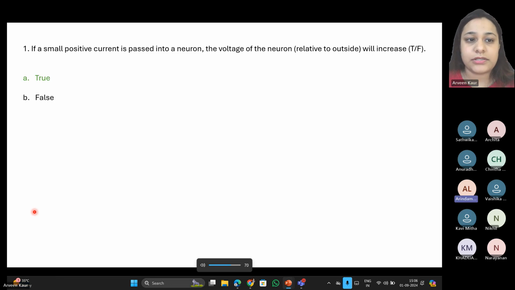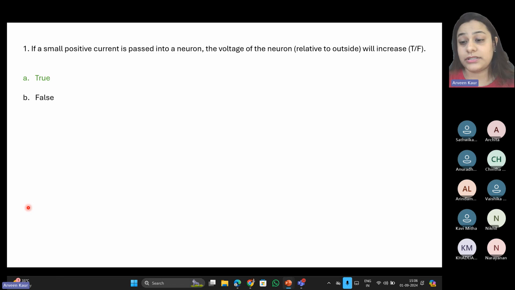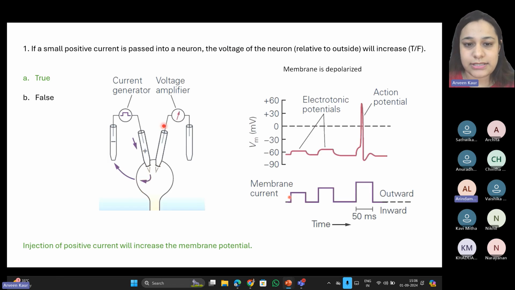So the answer for this particular question is true. If positive current is passed, this is how it was depicted. There could be electrical stimulation that can be given to a particular neuron or set of neurons. For example, if we are talking about one particular neuron and we are injecting a positive current, what will happen? There will be depolarization of the membrane.